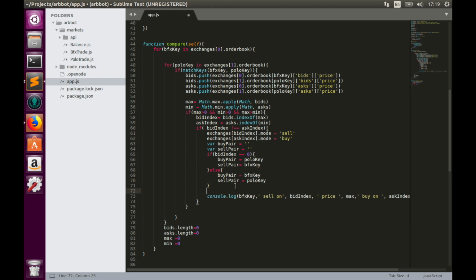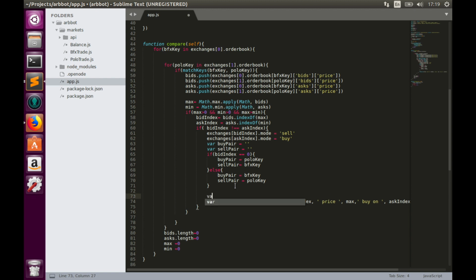And now we are able to request balances from both exchanges. We'll create 2 variables, buy balance and sell balance. Buy balance is the amount of bitcoins we have on one of the exchanges, and sell balance is the amount of altcoins we have on another exchange. So this buy balance variable equals to balance get balance function.